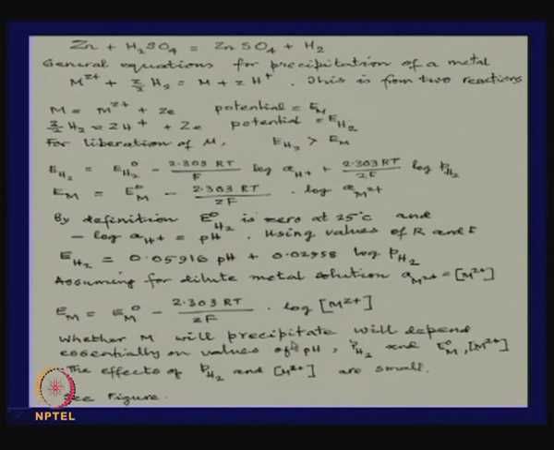Whereas, for the metal, we will have the expression: the standard electrode potential of the metal minus this term with log of the concentration of M^z+. Whether M will precipitate will depend essentially on the values of pH, pressure of hydrogen, standard electrode potential of the metal, and metal ion concentration. Generally, the effects of p_H2 and M^z+ are small, because they are in a log term. So, the most important parameters will be the pH term and the essential nature of the metal.